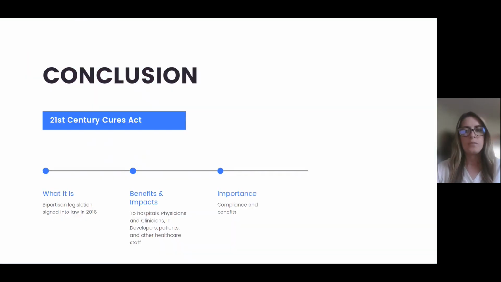All right. So that wraps us up for today. In conclusion, overall, the 21st Century Cures Act was a bipartisan legislation signed into law in 2016 in an effort to help accelerate medical products development, bring new innovations and advances to patients in an efficient manner, and increase access and interoperability for patients and providers. It also brings on many other benefits to hospitals, physicians and clinicians, IT developers, patients, and other staff. However, those various groups may be impacted in different ways.